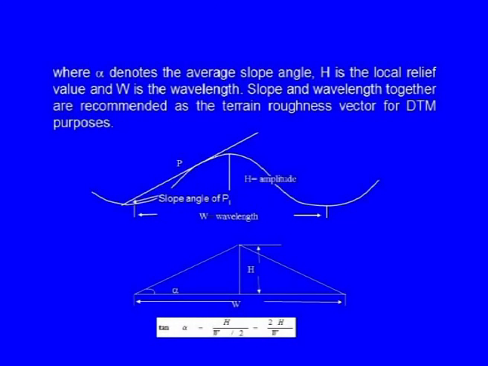Here, in the figure below, we can see a function of the ground, which has been represented by its slope at P and its wavelength W. So, here the slope of the ground can be expressed as 2h divided by W, where alpha denotes the average slope angle, H is the local relief and W is the wavelength. Slope and wavelength together are recommended as terrain roughness vectors for DTM purposes.